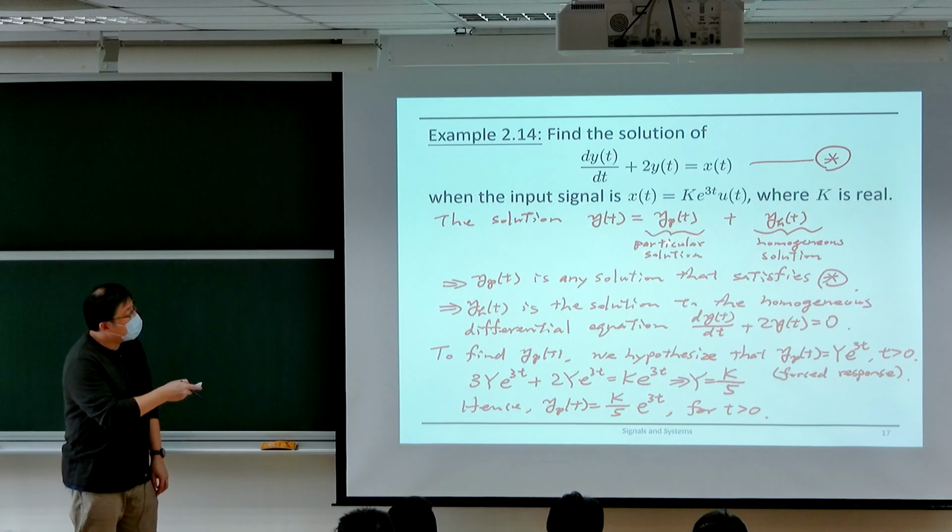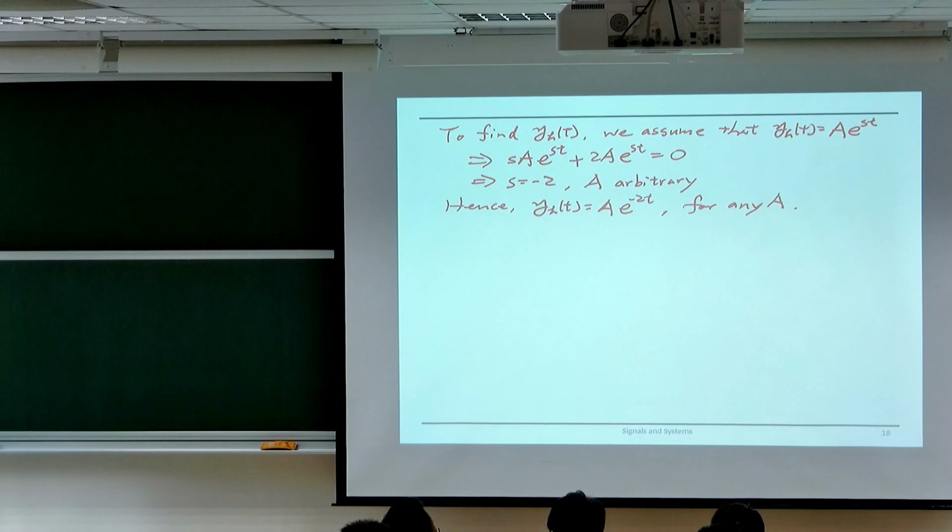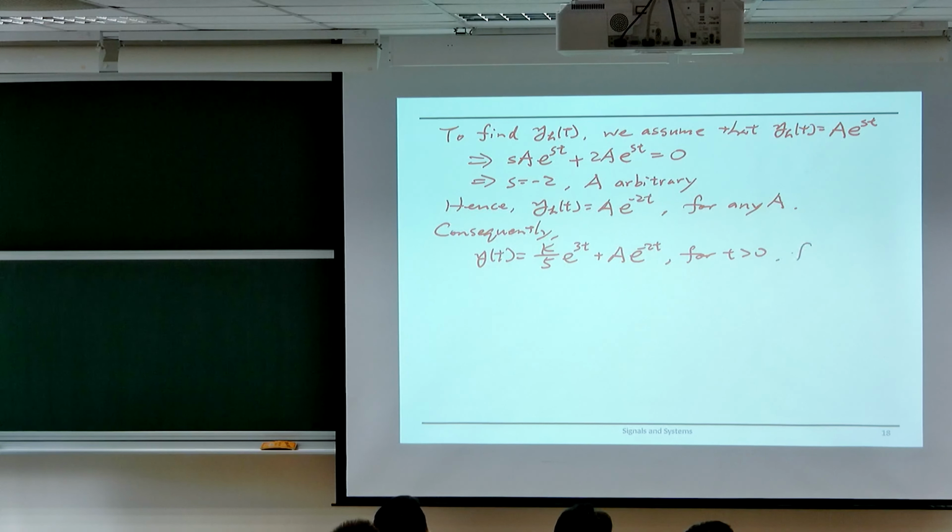So now we have both y sub p of t and y sub h of t. Consequently, our solution y of t is the particular solution k over 5 e to the power 3t plus an arbitrary a times e to the minus 2t for t greater than 0 and for any a.